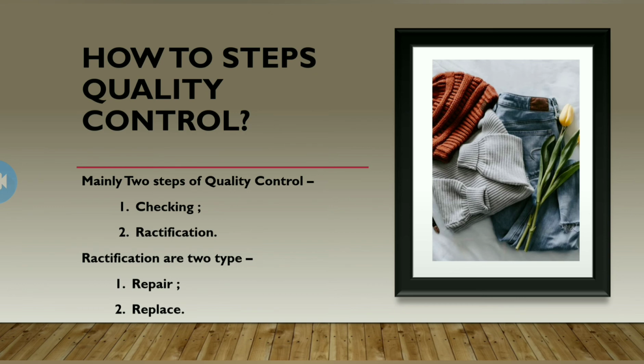Repair: when we find any removable fault or variation, we try to rectify it by repairing. Removable fault is rectified by repairing that product. Replace: sometimes we find a fault or variation which is not possible to remove, so it is called an unremovable fault. Unremovable fault is rectified by replacing that product. There are no other options besides replacing.